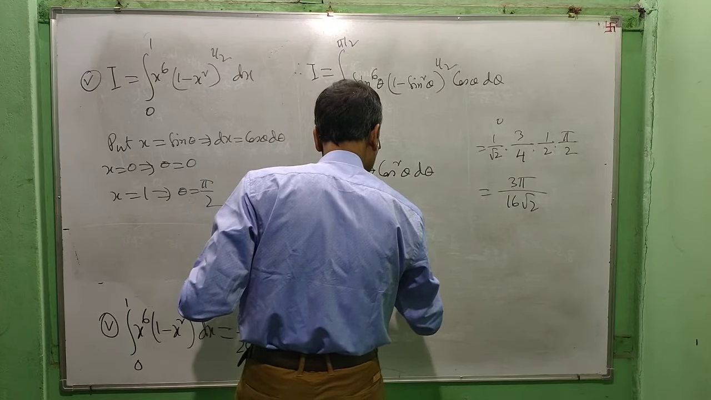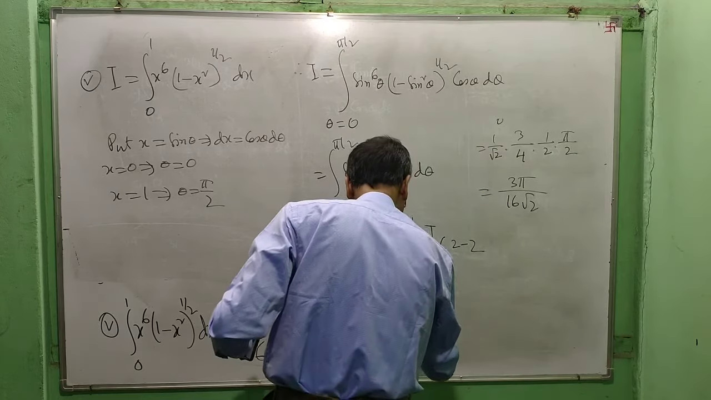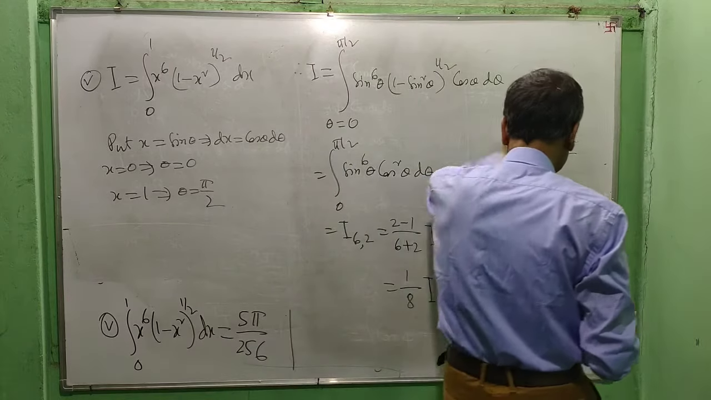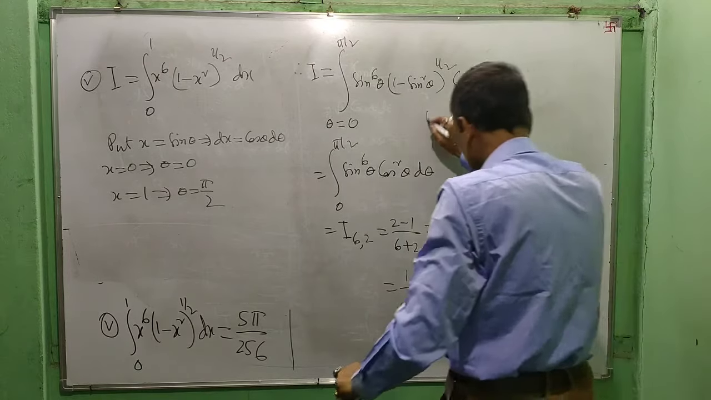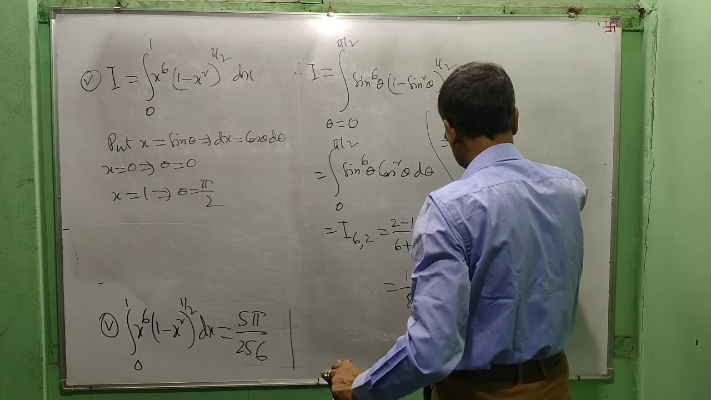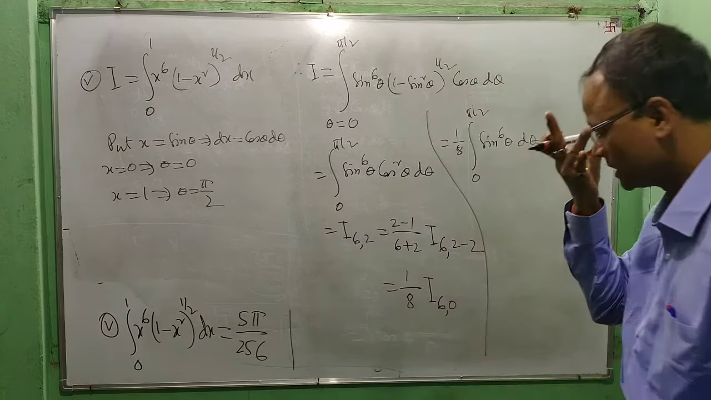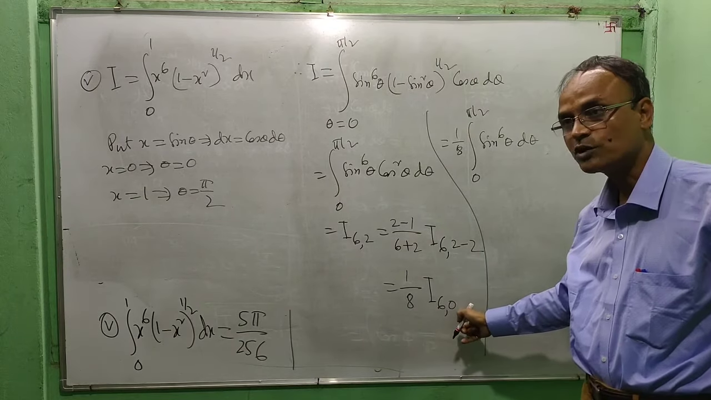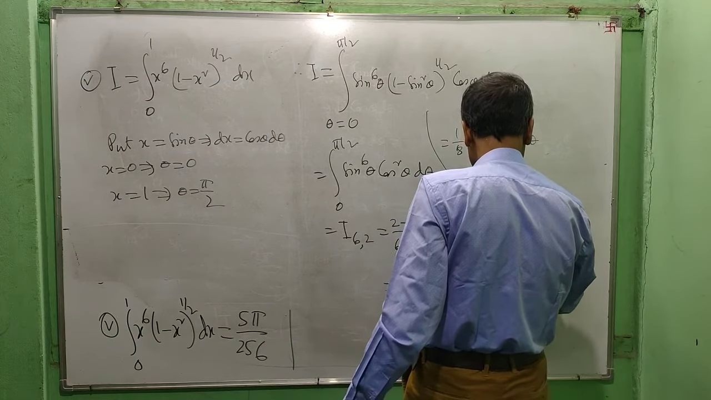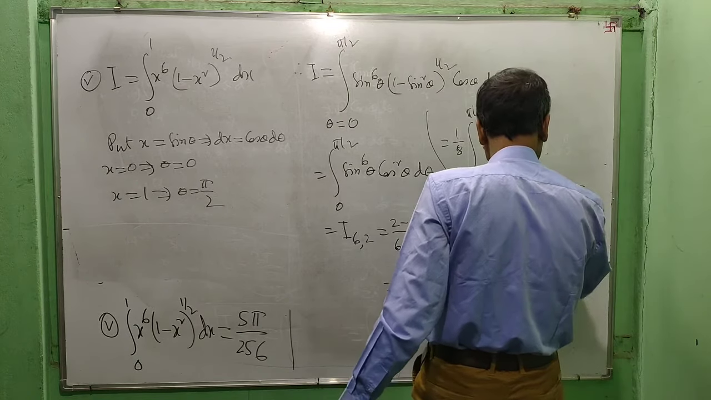This is equal to 2 minus 1 by 6 plus 2 into I 6 2 minus 2, which is 1 divided by 8 of I 6 0. This is equal to 1 by 8 integration 0 to pi by 2 of sin to the power 6 theta d theta, because cos theta whole to the power 0 equal to 1. This is equal to simply 5 by 6 into 3 by 4 into 1 by 2 into pi by 2.